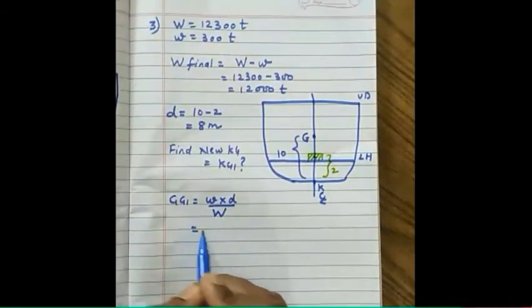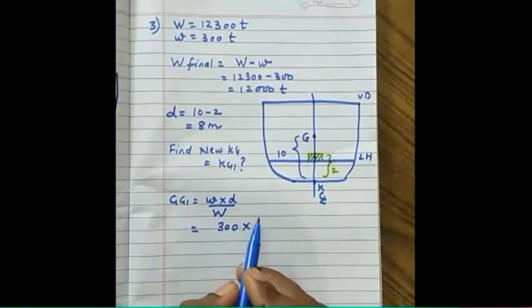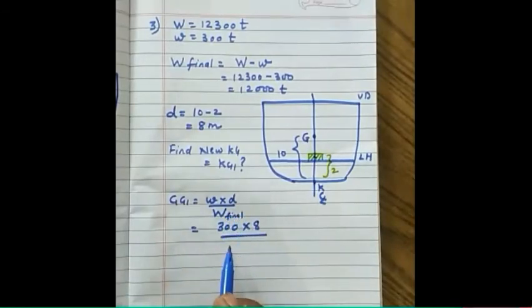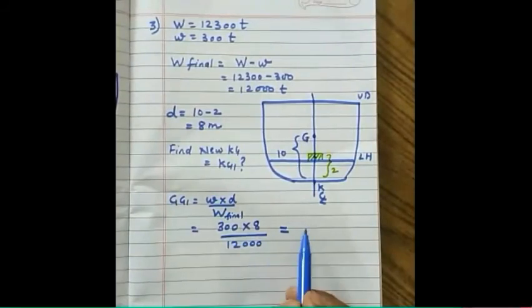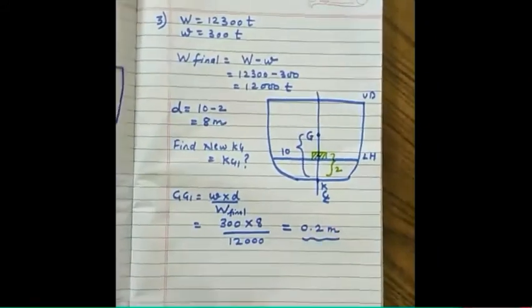The small w is given as 300. What is the distance I shifted? The distance between these is 8 meter, upon capital W final. Capital W final is 12,000. So 300 multiplied by 8 divided by 12,000. How much will it be? It will be 2400 over 12,000, which is 0.2 meter. This is my shift in center of gravity.